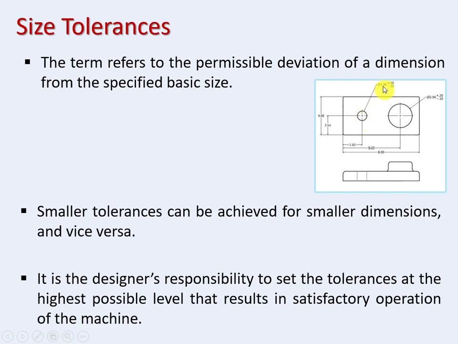So the dimension, which is the diameter, should be provided with the tolerance. So the tolerance here, guys, is 1 plus 0.1 minus 0.3. See, the upper limit and the lower limit are not the same. That means, guys, 1.1 acceptable, 1.05 acceptable, 1.2 rejected, 0.7 acceptable, 0.8 acceptable, 0.65 rejected. So smaller tolerance can be achieved for smaller dimensions, and same thing, larger tolerance for the larger dimensions.